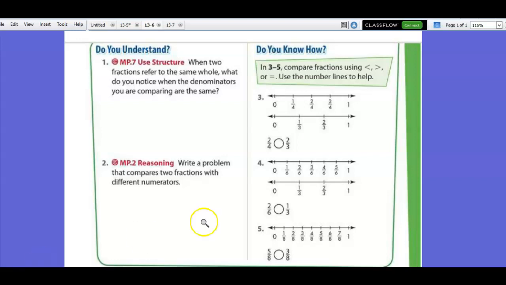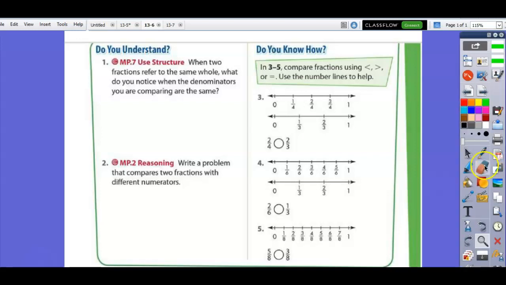Hi everyone, in today's lesson we're going to compare fractions using a number line. We're going to look at fractions to determine if they're greater than, less than, or equal to the other fraction.